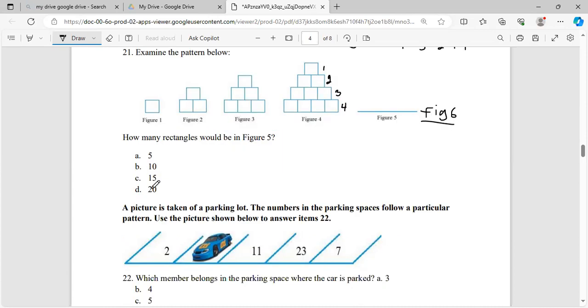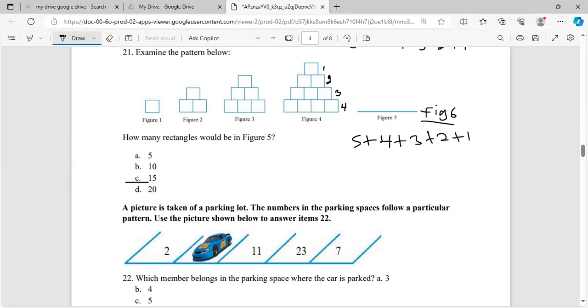So in this one, figure 5 would be 5 plus 4 plus 3 plus 2, so it's counting down. 5 and 4 is 9, 12, 14, and 15.